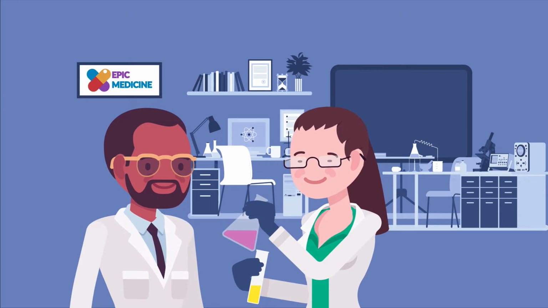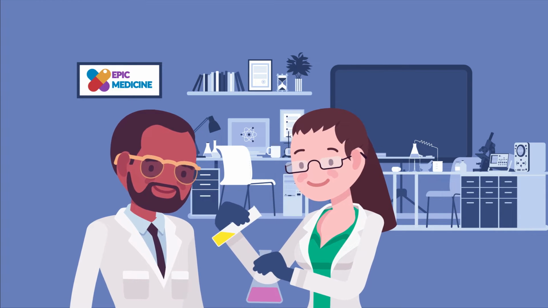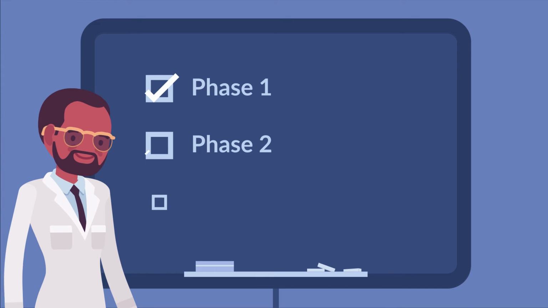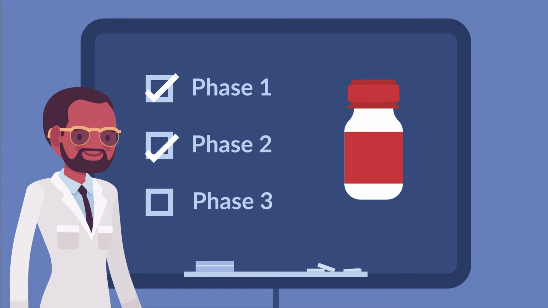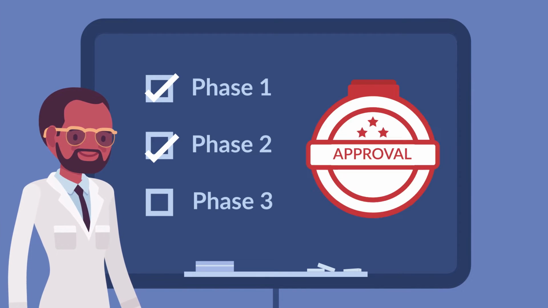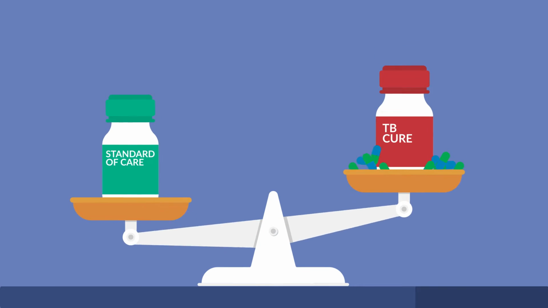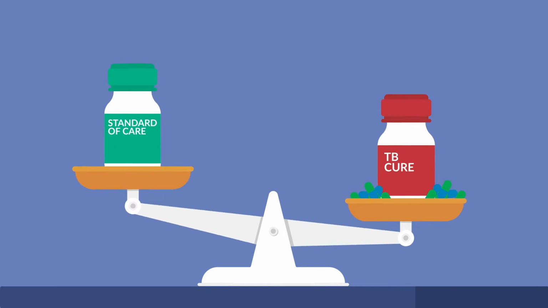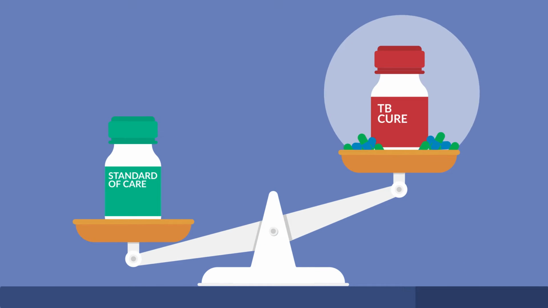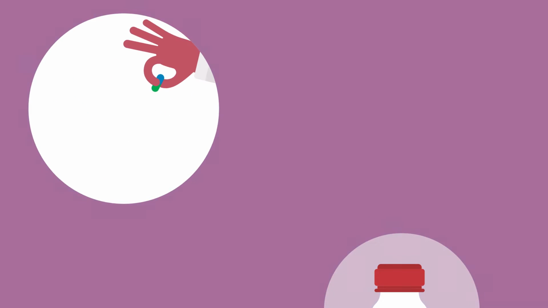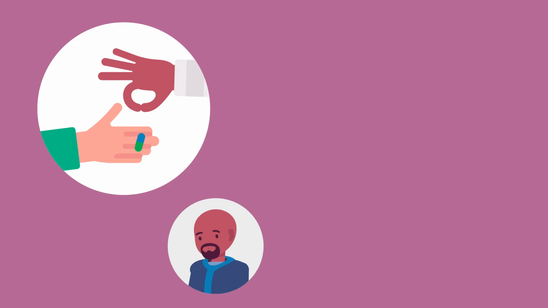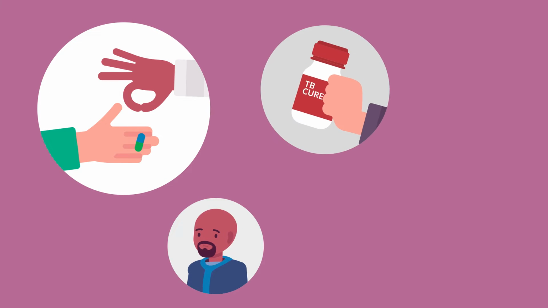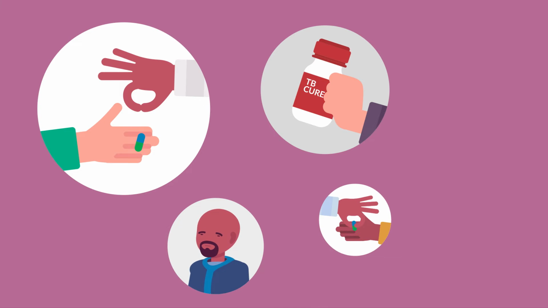They want to find a better cure for tuberculosis. After their phase 1 and 2 trials on their compound, called TB Cure, they're ready for the next step. These trials showed promising outcomes, with far less side effects than the standard of care currently given to TB patients. To bring this new drug to the market, they now need to conduct a phase 3 trial. Epic Medicine is called the trial sponsor.